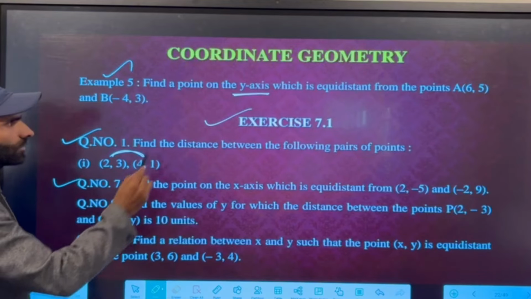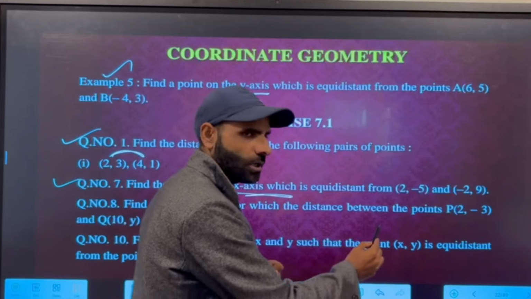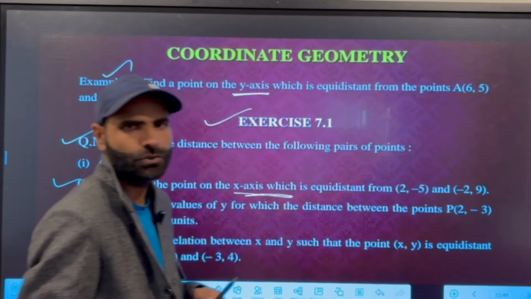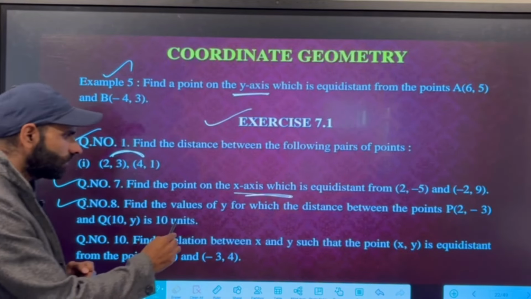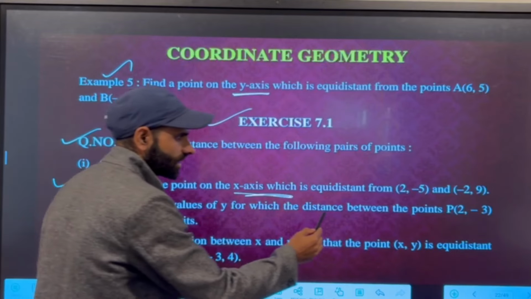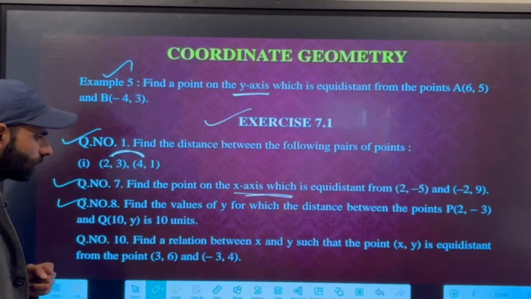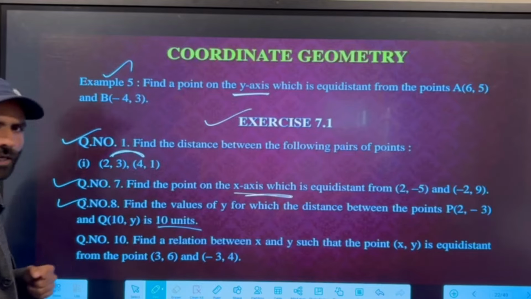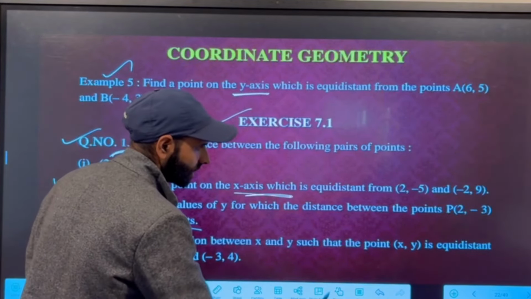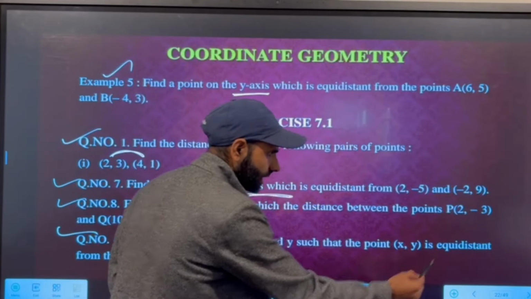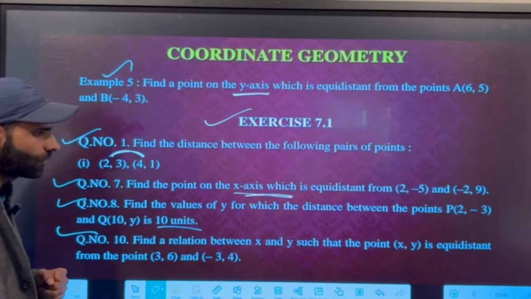Question number 7. From the same exercise, find the point on the x-axis which is equidistant from (2, -5) and (-2, 9). Question number 8. From the same exercise, find the values of y for which the distance between the points P (2, -3) and Q (10, y) is 10 units. You have to find the y. Question number 10. Find a relationship between x and y such that point (x, y) is equidistant from the points (3, 6) and (-3, 4).